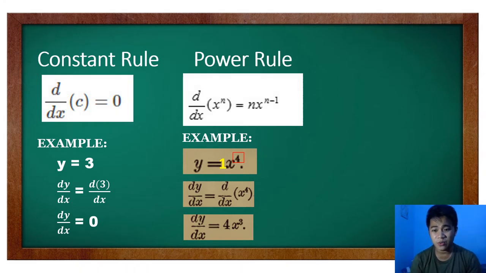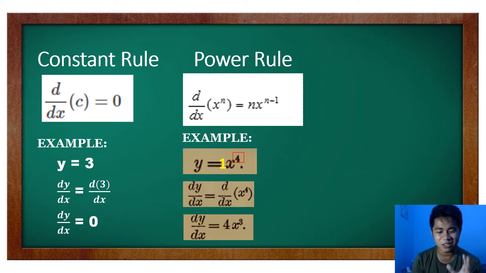You can use this rule whenever you see there is an exponent. If the function has an exponent, there is a possibility that you can use the power rule. That is why we call it power rule, because it is based on the exponent. I'm sorry. If the exponent is a fraction, you still can use that one. You can multiply that exponent even if it's a fraction.